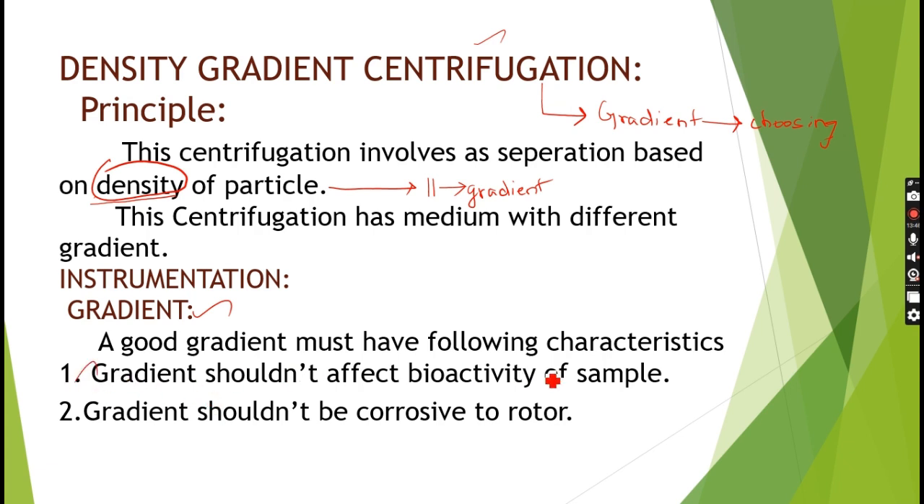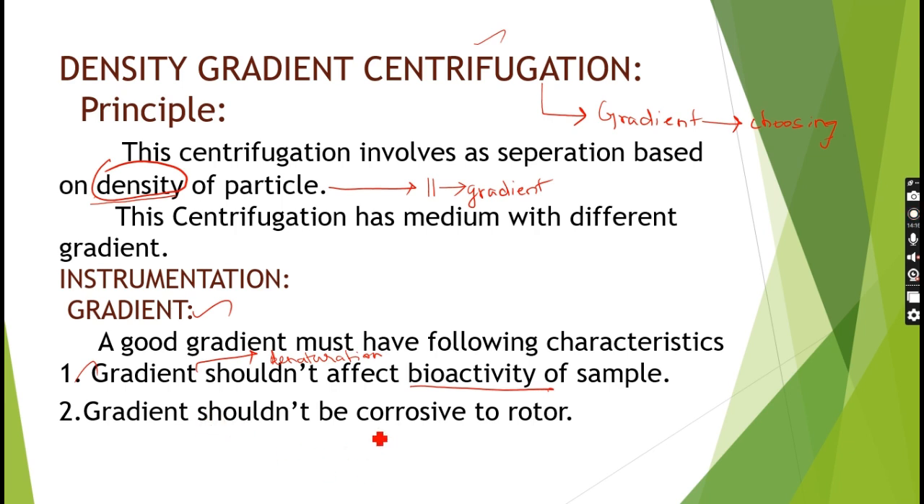A gradient must not affect the bioactivity of a sample. This means a gradient used must not affect the sample. If we take a protein, it will undergo denaturation. So a gradient which will cause denaturation will not be used, based on the sample used. A gradient should not affect the bioactivity of a sample.